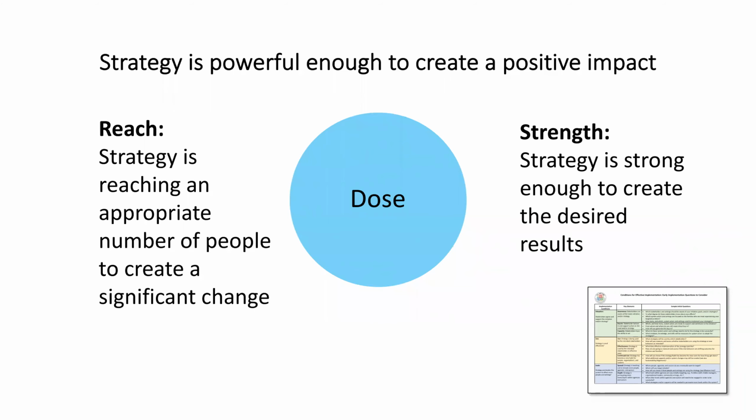But dose also has to do with strength. So the strategy is strong enough to create the desired results. In this case, it's not about how many trainings we're doing, but is the training that we've designed strong enough? If it's only one training that we've developed, is that one training providing those providers with all they need in order to be able to learn and put the new practices in place and do it so effectively? Or are other strategies needed? Or does that training need to be enhanced in some way to also help support those providers? Reach and strength are two important aspects of dose that we need to take a close look at.